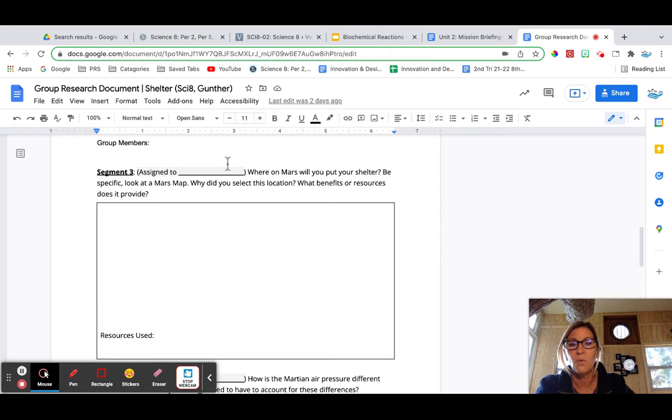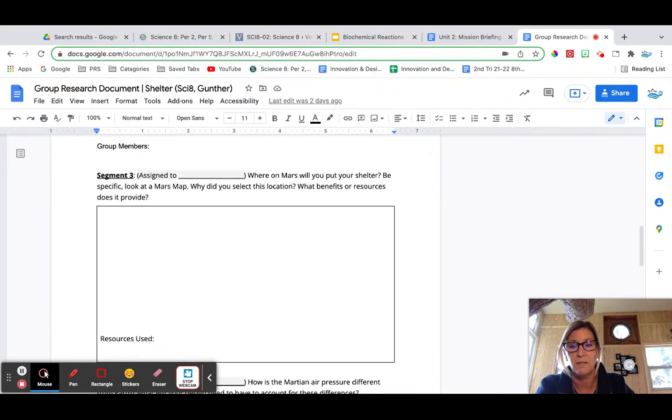Next person, where on Mars will you put your shelter? Be specific. Look at a Mars map. Why did you pick this location? What are the benefits or resources that are nearby? So I want to know exactly where on Mars. I don't want you to say in the bottom of a crater. I want you to give me the name of the crater. So if you're at the top of a mountain, I want to know the name of the top of the mountain. So be specific.